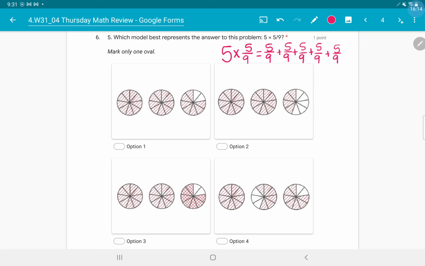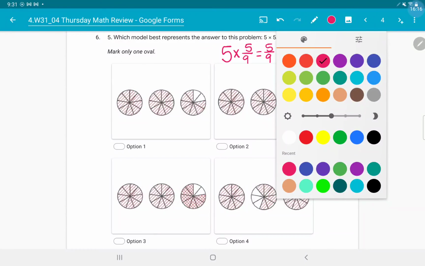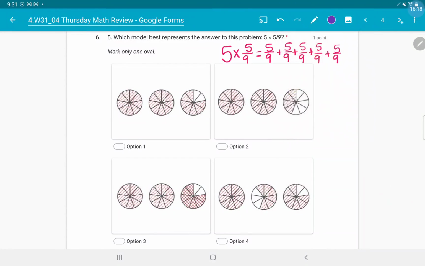Okay, so what do we multiply whenever I'm multiplying a whole number times a fraction? I multiply my whole number times what? Does my denominator change? The denominator stays the same, so I'm multiplying my whole number times the numerator. What's 5 times 5? 25. 25. So my answer will be 25/9.